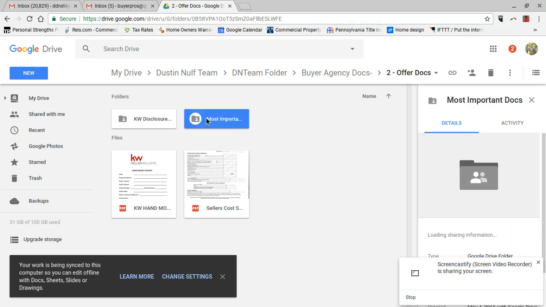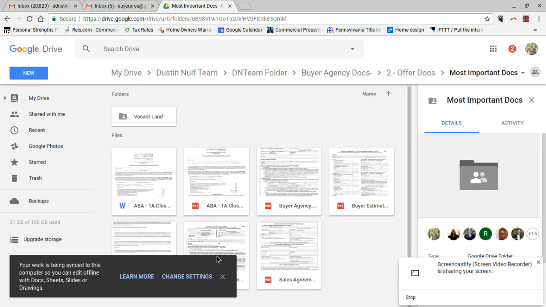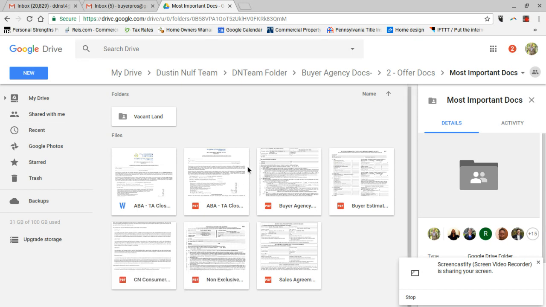So let's look at the most important documents first here. So we have this separate folder. This is if you're putting an offer in on vacant land. There's a vacant land agreement in there. There isn't a separate agreement for a multifamily home because it is a residentially zoned property. So if you're putting an offer in on a single family home or a multifamily home, you're just using the regular sales agreement. It's the agreement of sale of residential real estate.